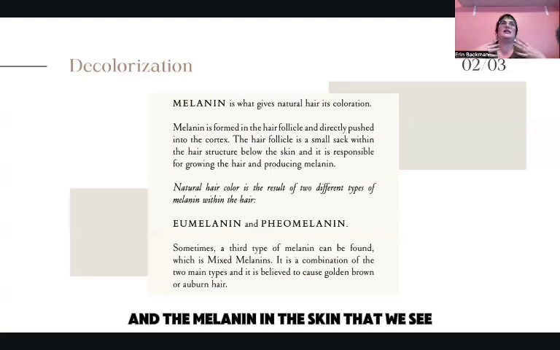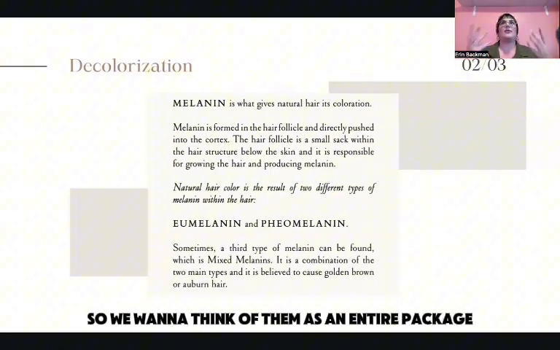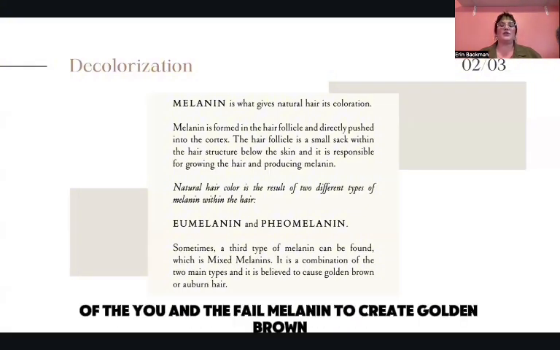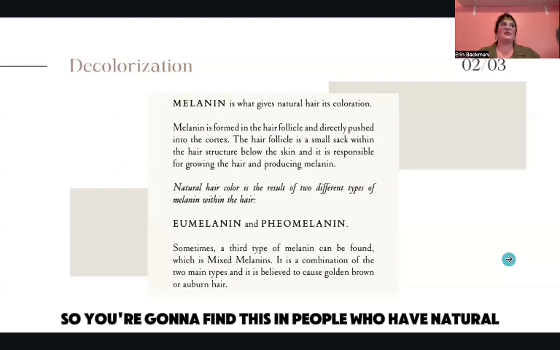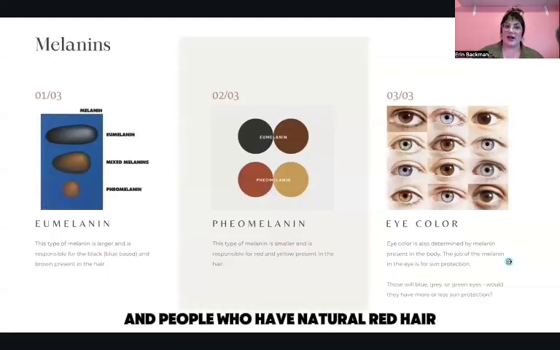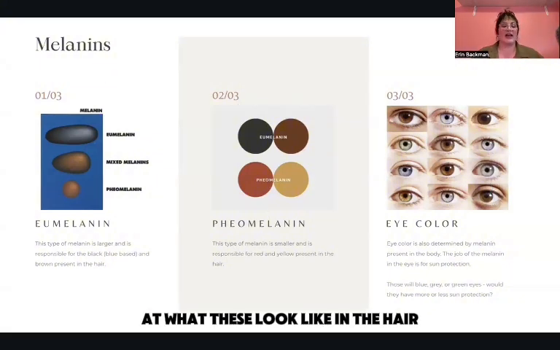And the melanin in the skin that we see, the melanin in the hair that we see, and the melanin in the eyes that we see are all contributing together. So we want to think of them as an entire package, not as individual pieces. Now, some people can have a third type of melanin that is called a mixed melanin, and it's a combination of the eumelanin and the pheomelanin to create a golden brown or sometimes auburn. So you're going to find this in people who have natural, very golden brown hair and people who have natural red hair. So let's take a look again at what these look like in the hair.